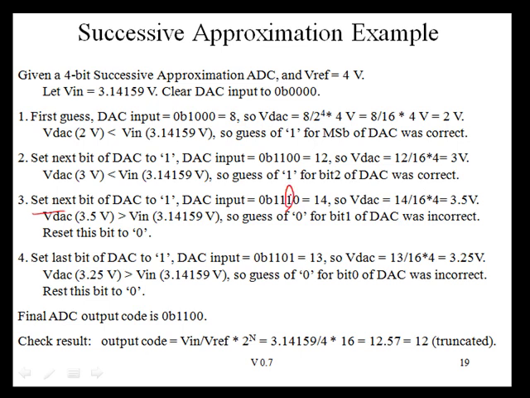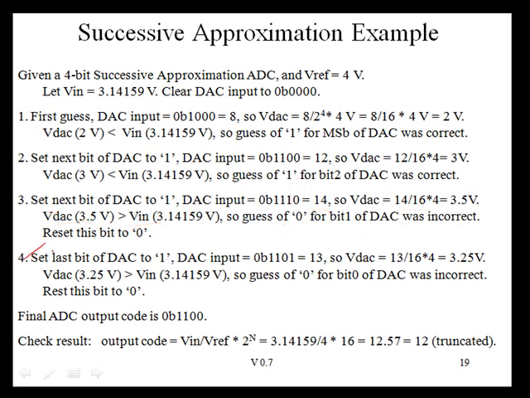So we'll set our next bit to a 1. That will give us a DAC input of 14. Our DAC voltage will be 14 divided by 16 times 4, which is equal to 3.5 volts. The DAC voltage is now greater than Vn, so this guess was incorrect. We'll need to set that bit back to a 0.